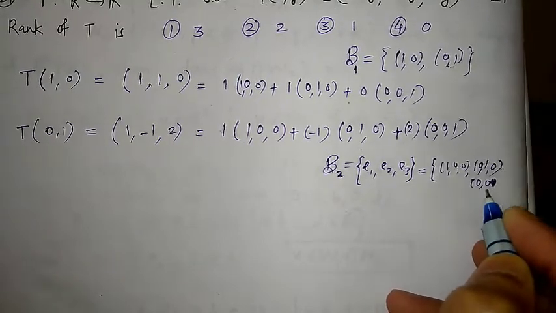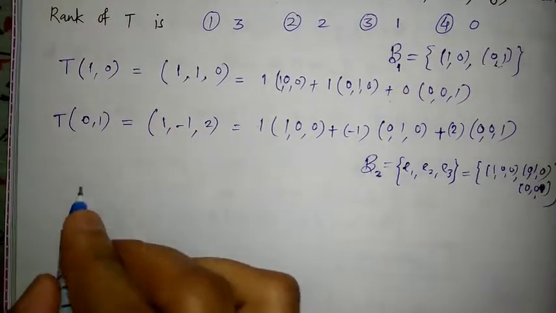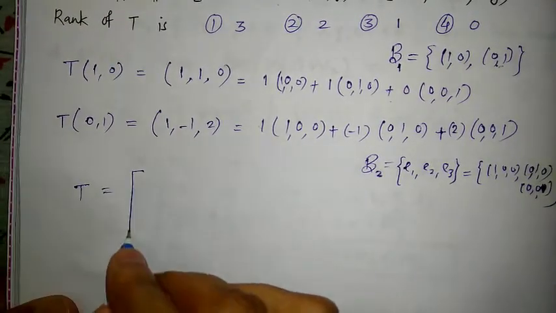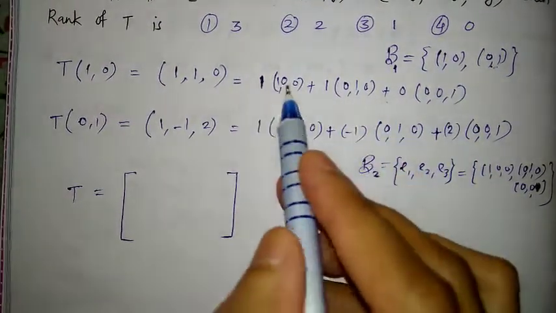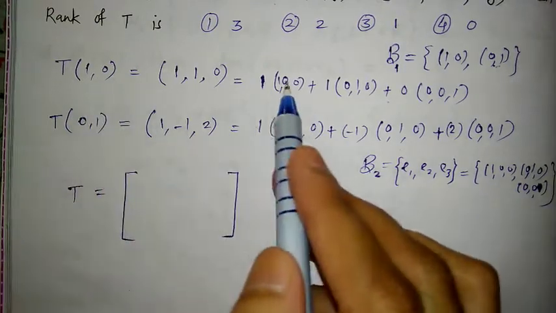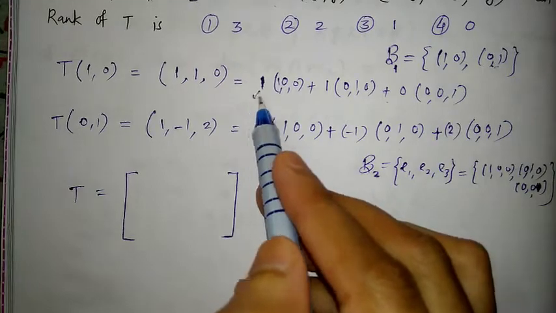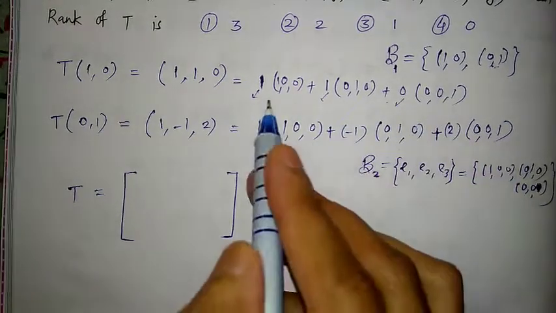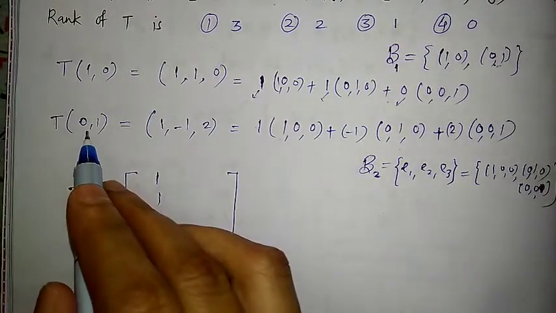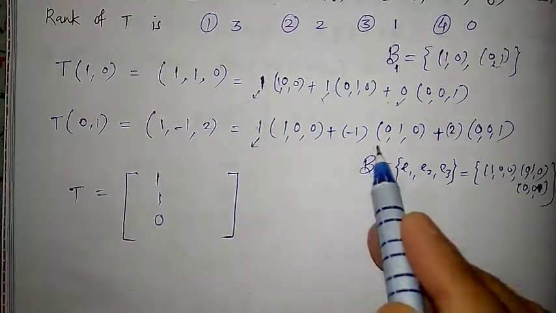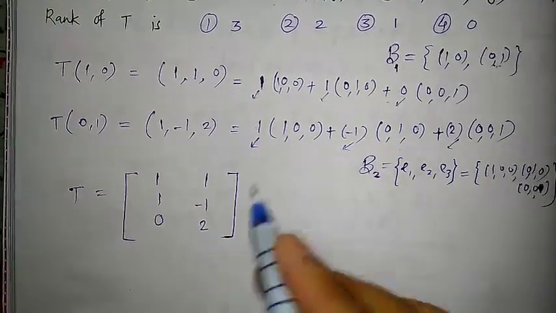Okay, so how to write the matrix of T? So matrix of T is just, take all these scalars. So this is just T of (1, 0) equal to 1 times E1 plus 1 times E2 plus 0 times E3. So take these scalars and write it vertically. So it is 1, 1, 0. Then for the second vector, what are the scalars? This is 1, minus 1 and 2. So 1, minus 1 and 2.